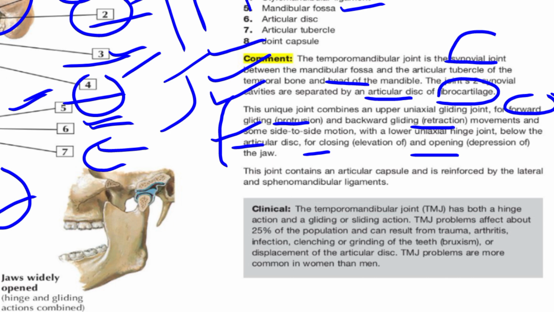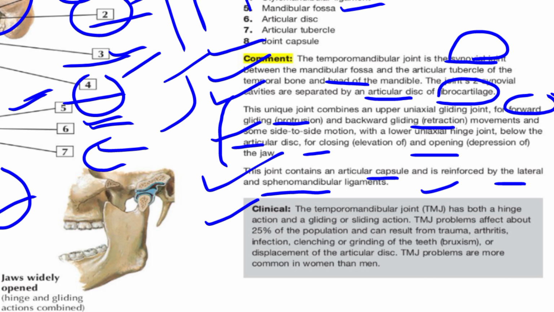It is a synovial joint. It is multiaxial. This joint contains an articular capsule and is reinforced by the lateral and sphenomandibular ligaments, which I discussed in the labels. And the last, very important, we have the clinical aspects.